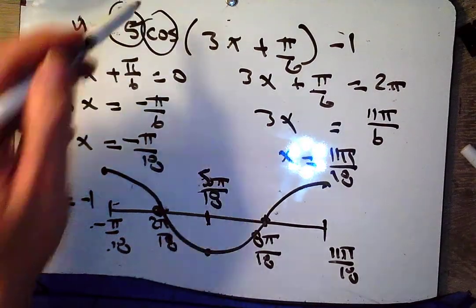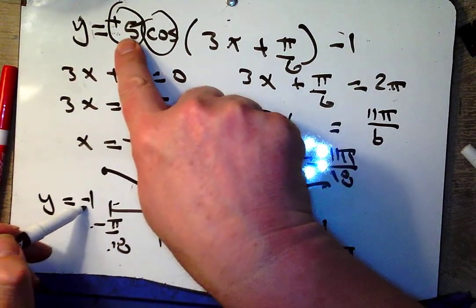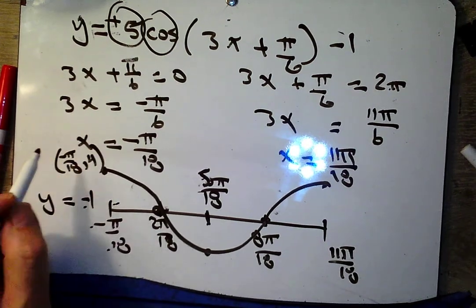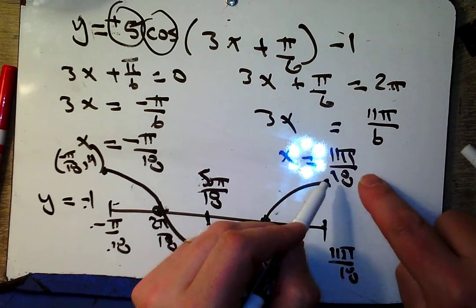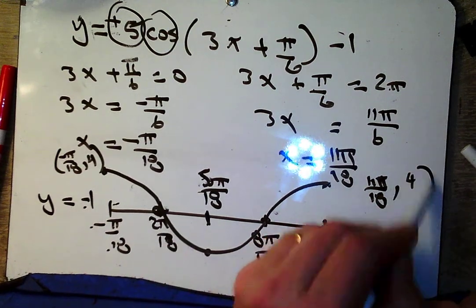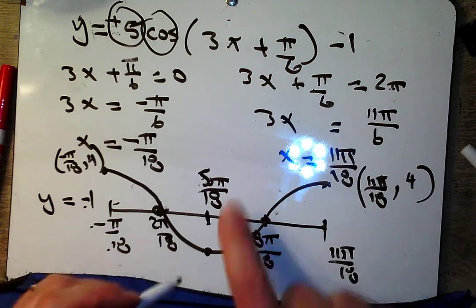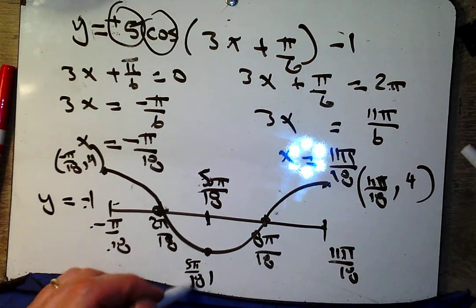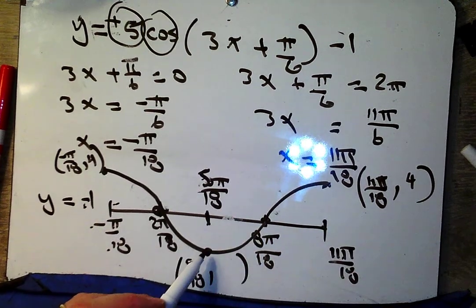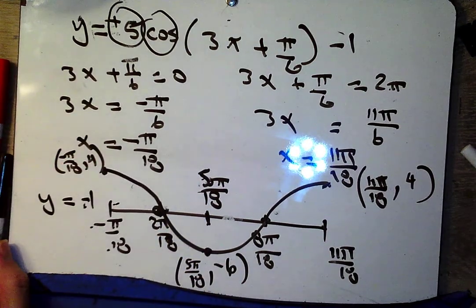And then finally, use that amplitude to figure out if I was at negative 1 and added 5, I would now be at positive 4. And here, if I'm at negative 1 and I add 5, I'm going to be at 4, just like I am over here. This middle point at 5 pi over 18, I was at negative 1, and then I went down 5. Minus 1 minus 5 is minus 6. And there's my graph. Okay?